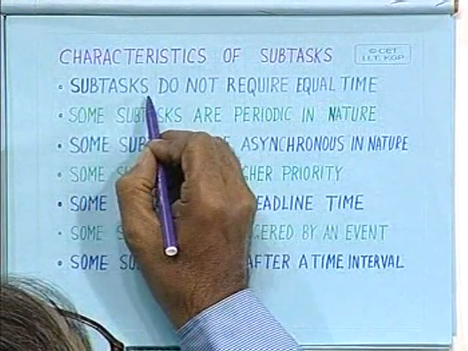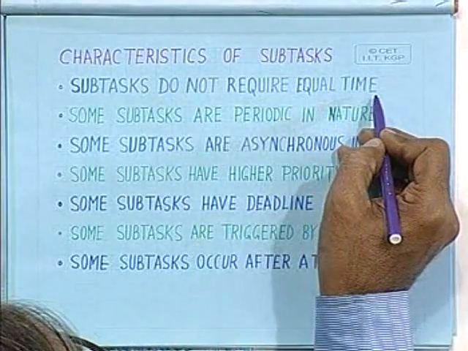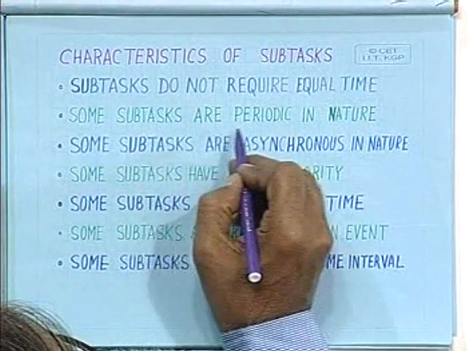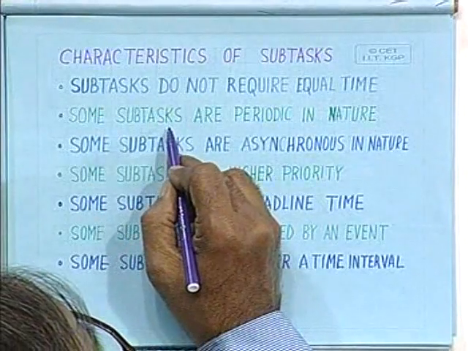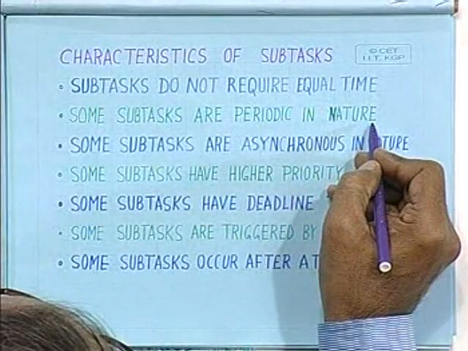First particular feature is subtasks do not require equal time. We will find that different subtasks will require different time. Usually a big and complex task is broken down into a number of subtasks, and all the subtasks will not require equal time. That is one important feature. Some subtasks will be small, some subtasks will be long. Another important feature is some subtasks are periodic in nature. Even in the last lecture, we have considered two applications. There we have seen that acquiring data from the ECG machine was periodic in nature. So in many embedded applications, you will find that some of the subtasks are periodic in nature. They will occur at regular interval. However, the interval may not be fixed.